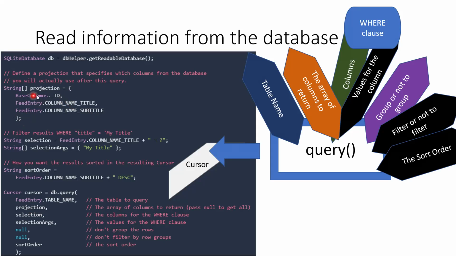Base columns is an interface. I did not write feed entry because ID is not a member of feed entry. Underscore ID is a member of base columns. I told you that base columns is an interface that your class is going to be implementing. Then feed entry dot column underscore name underscore title, feed entry dot column underscore name underscore subtitle. I want to project all these things.